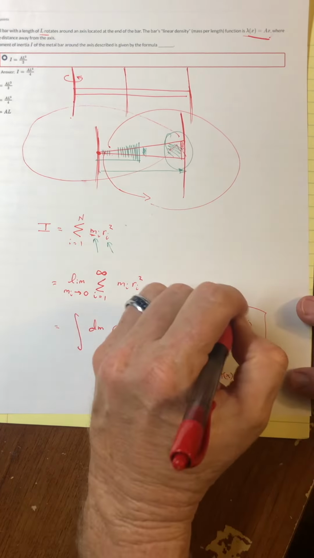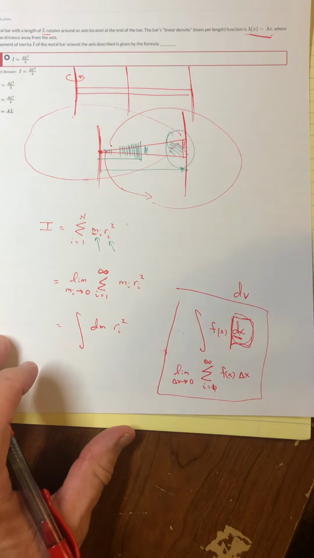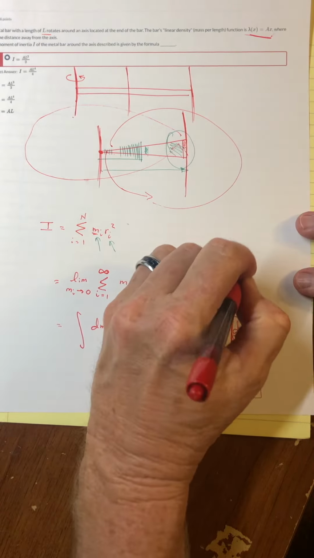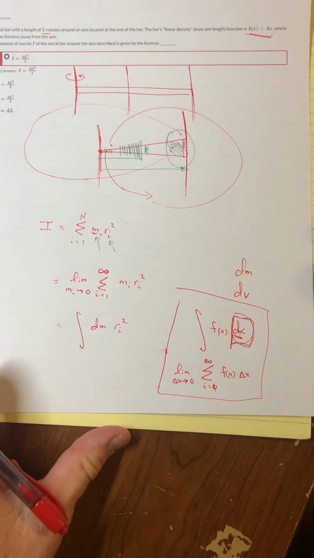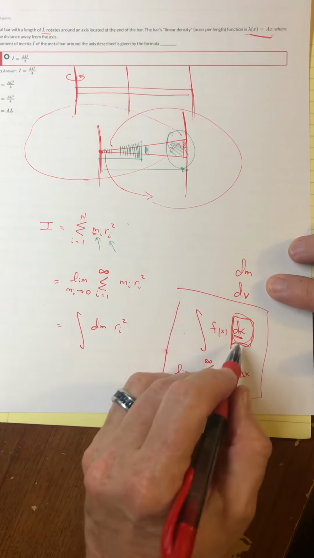Back when we did kinetic energy, that was a little bit of speed, dv, and we added up a bunch of speeds to get the kinetic energy. When we were doing center of mass, we did do a dm, and you saw that in the last chapter. I think those are the only two times you've actually seen us do an integral where it wasn't a dx.